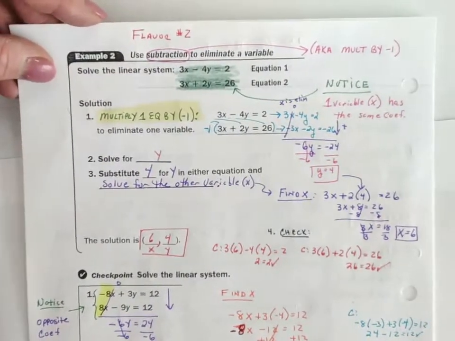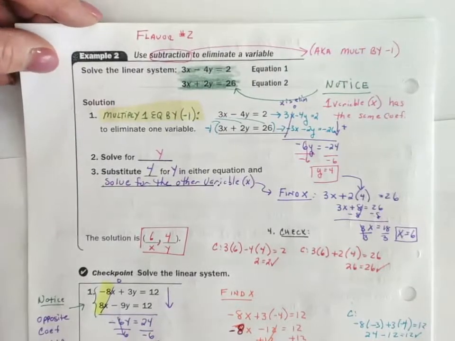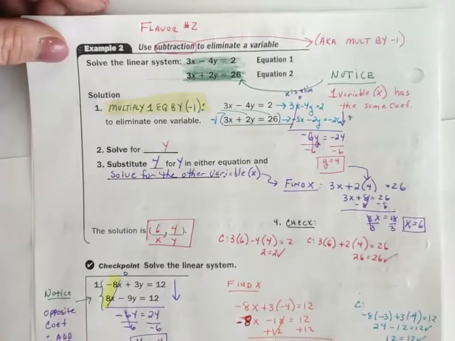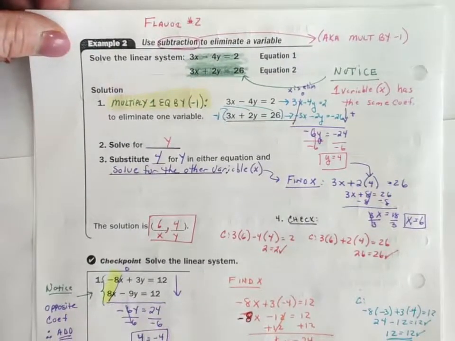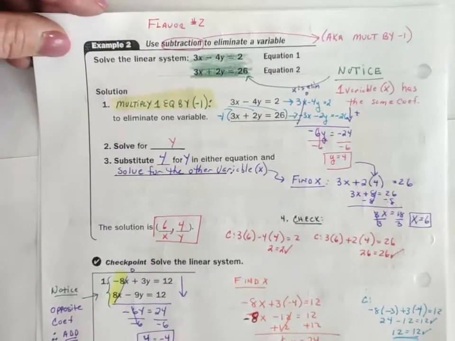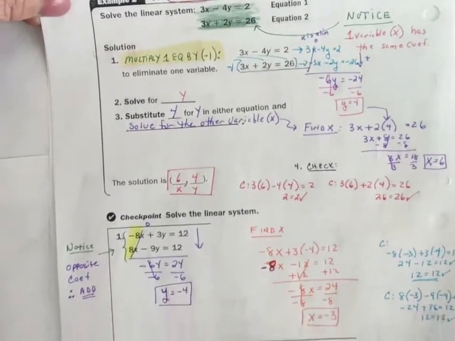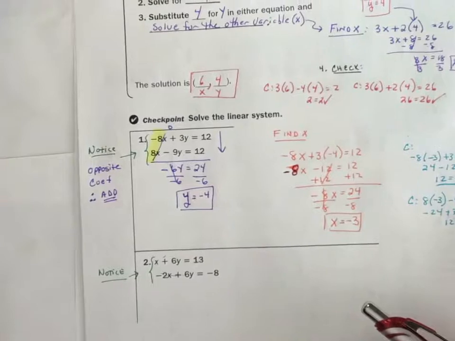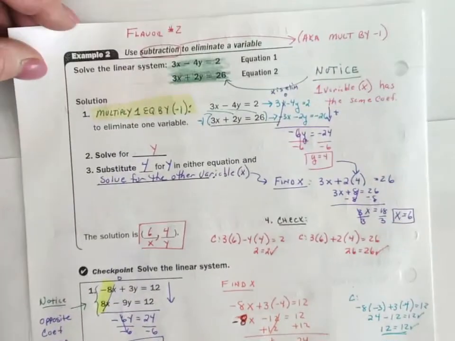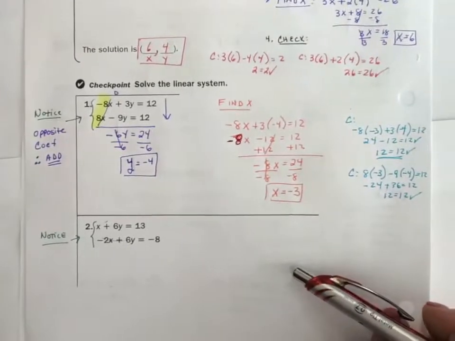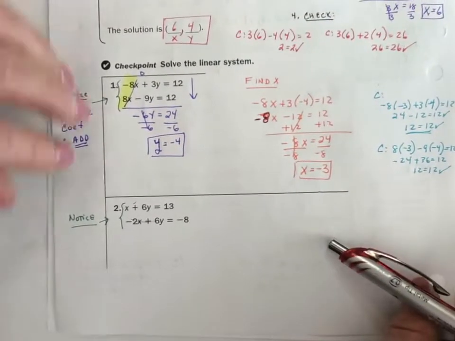My guess is that you're liking this method a lot better than substitution. And that is what most students prefer out of the three methods, graphing, substitution, and elimination. This seems to be their favorite. Okay, so that was that. Now we're going to do number 2.